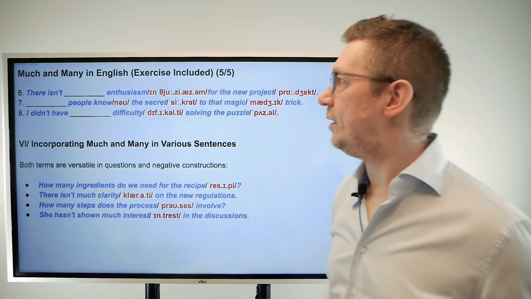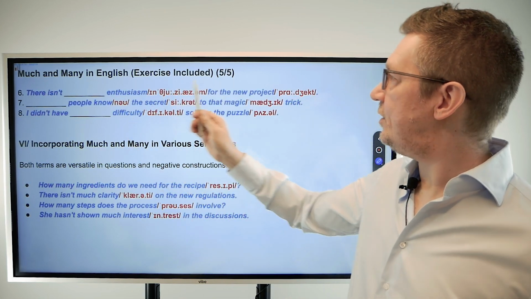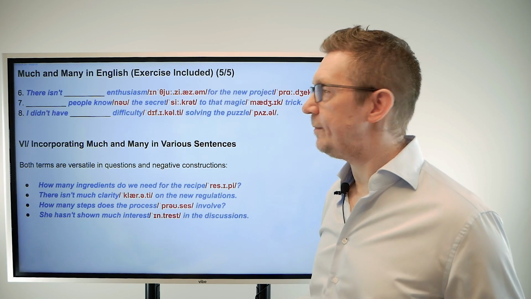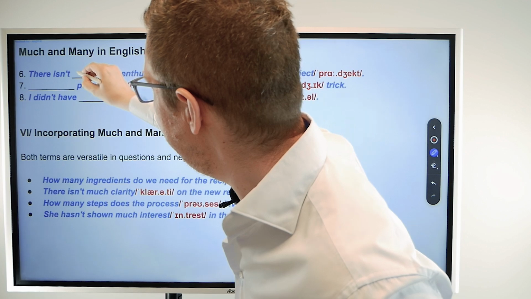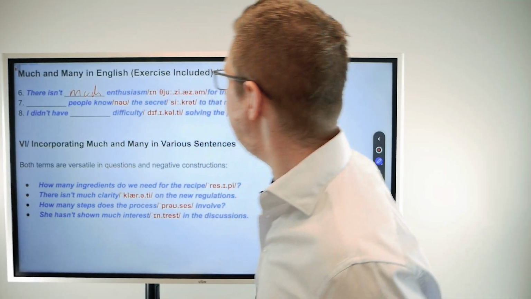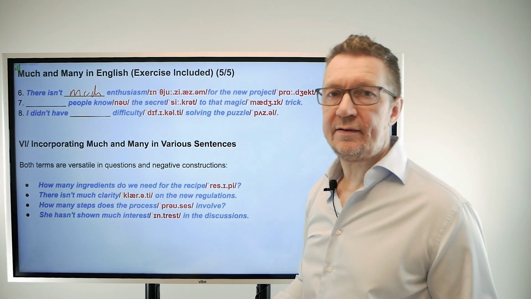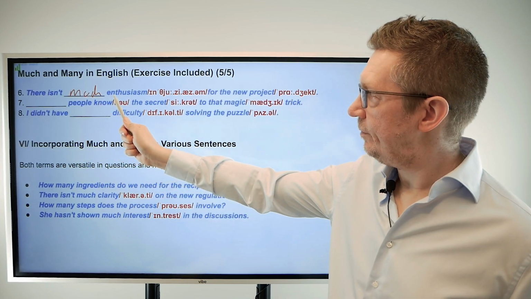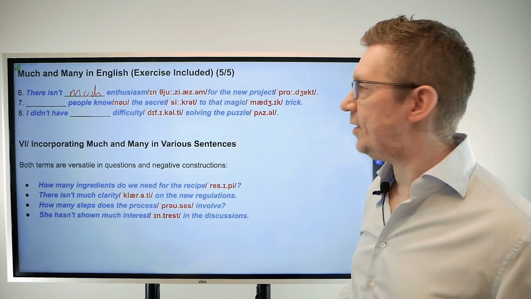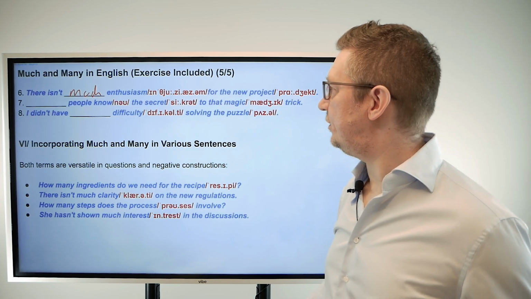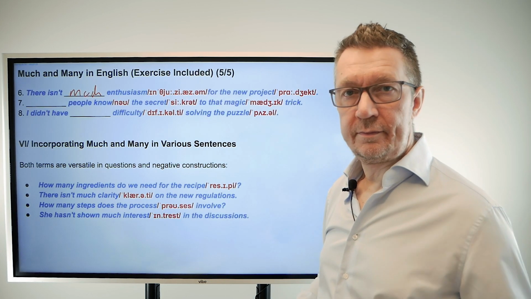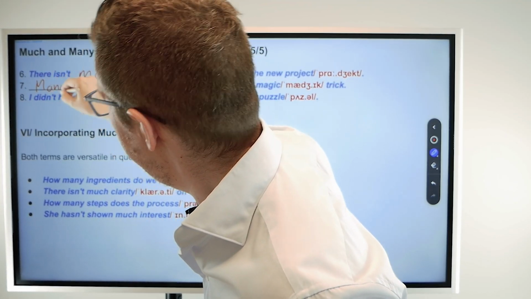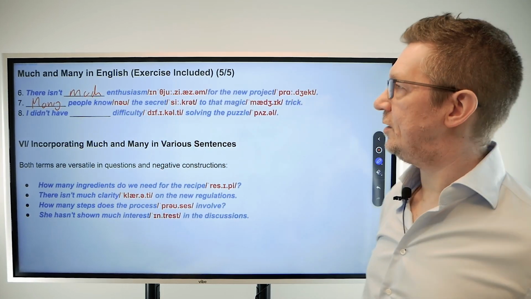Okay, so here are a couple more examples. There isn't enthusiasm for the new project. Yes, it's much. There isn't much enthusiasm for the new project. Enthusiasm being something we can't count. Okay, number 7. People know the secret to the magic trick. People can be counted, right? So yes, many. Many people know the secret to the magic trick.